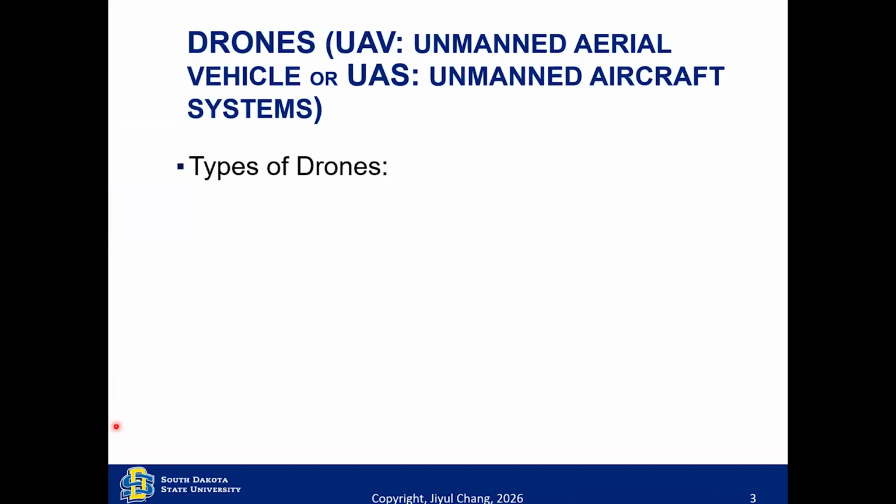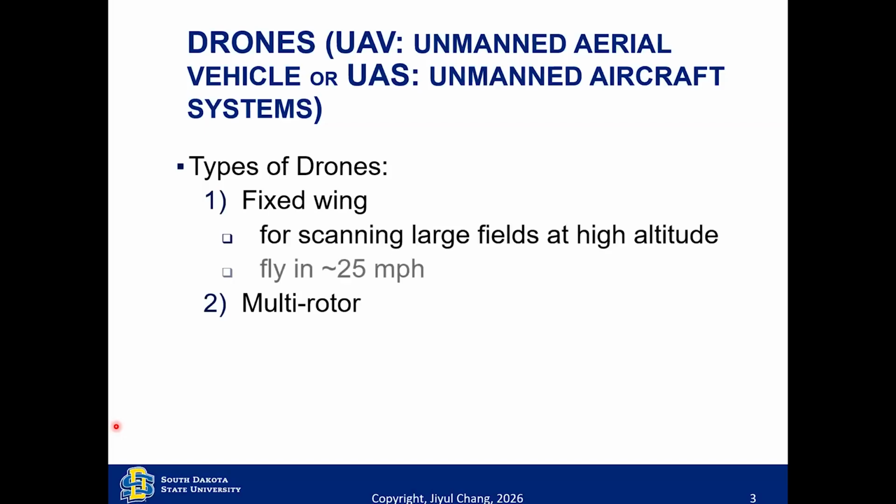And then there are two different types of drones, fixed-wing drones and multi-rotor drones. A fixed-wing drone looks like a real airplane. A multi-rotor looks like a helicopter. We usually use a fixed-wing drone to scan a relatively large field at high altitude, about 400 feet, and it can fly very fast, about 25 or 30 miles per hour.